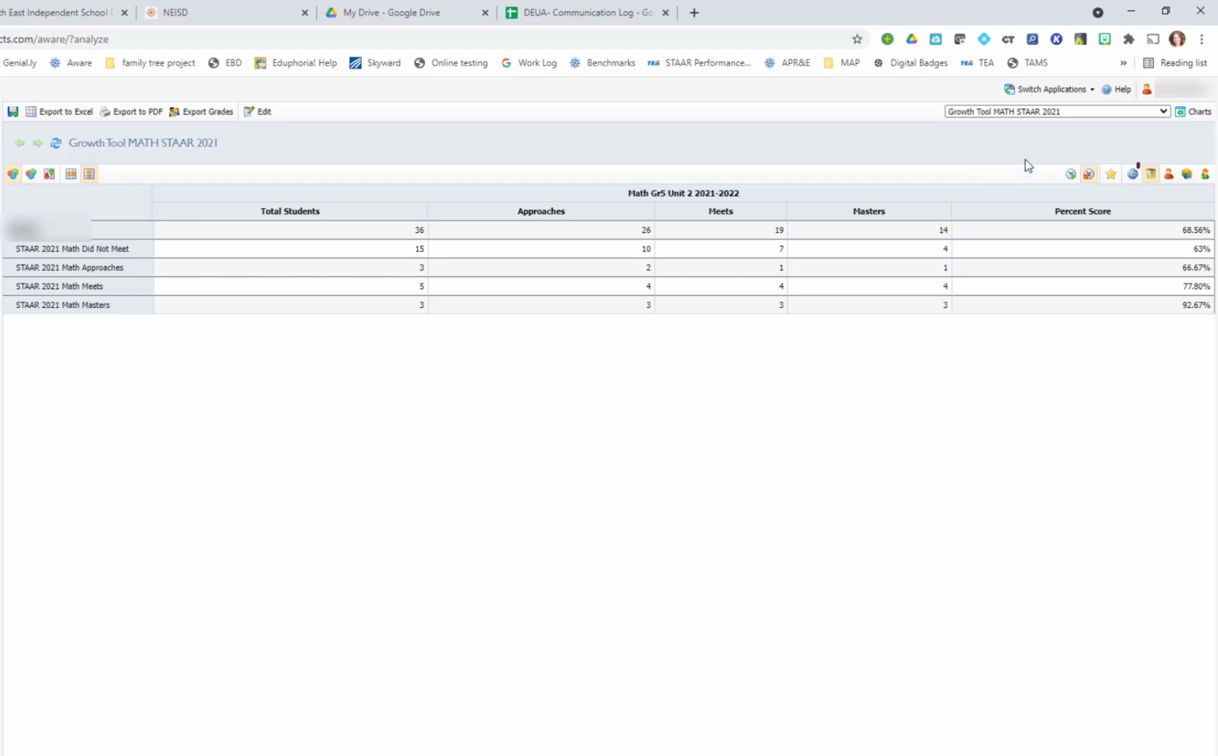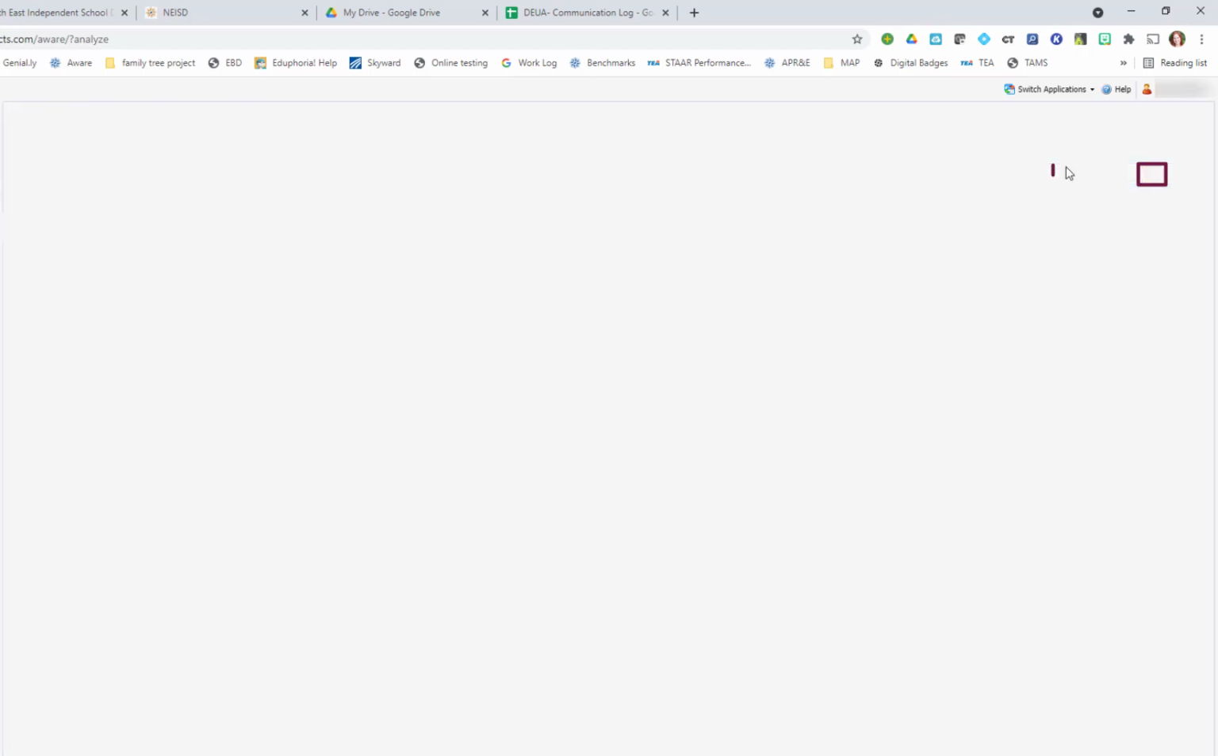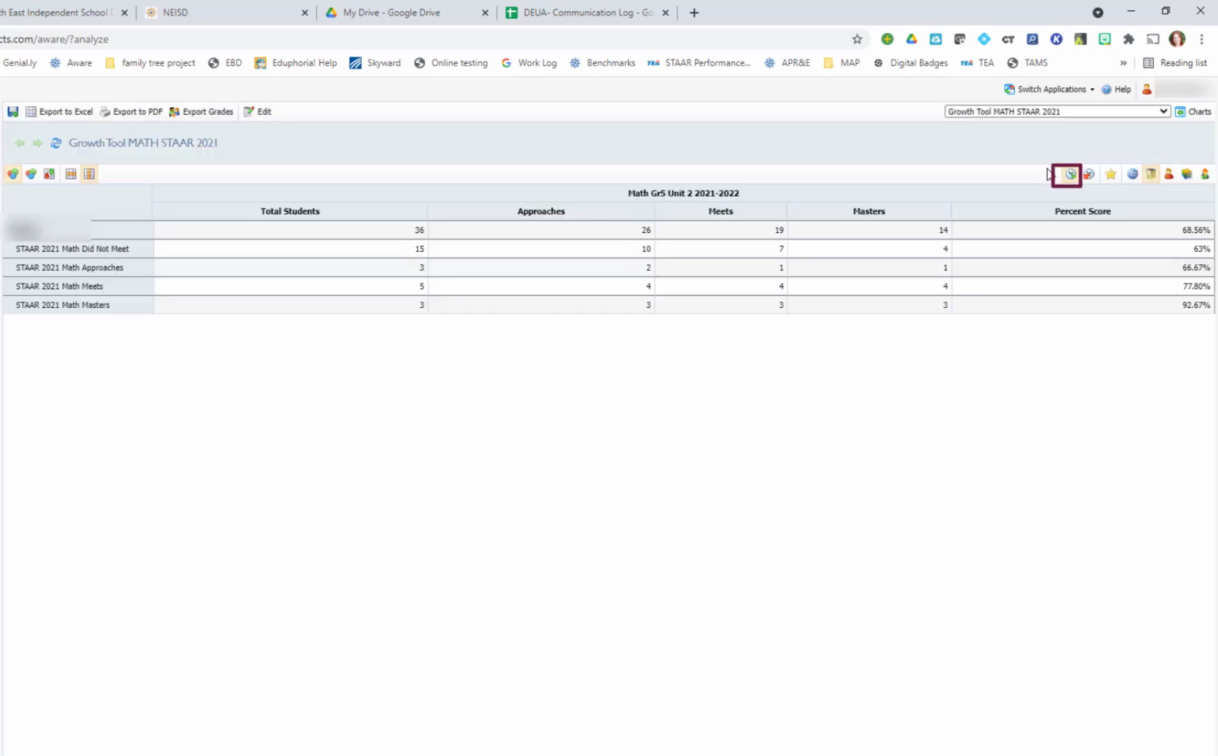When I do that, I'm going to get this campus summary, and I'm just going to switch to where they are now, to make sure that I'm capturing the students that currently are on my campus that took this particular assessment. I'm going to first look at the total students that I had that took this test. I had 36 students who took this test. Last year, 15 of them did not meet expectations on the STAAR 2021. 3 of them were in the math approaches, and 5 of them were in meets, and 3 of them were actually at the masters level.